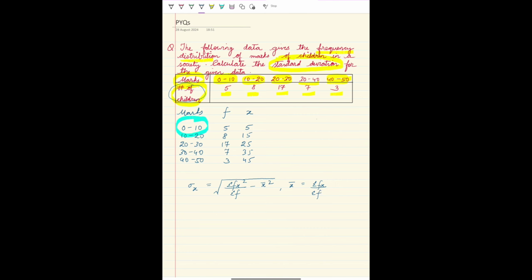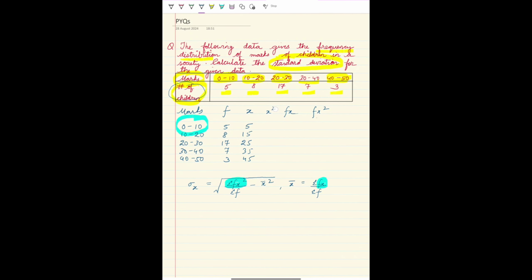So based on the requirement of our formula, we are going to add respective columns. Right now, under x bar, you see that we need an fx column. So we are going to add an fx column. Also here you can see that we need the sum of fx square. So we need to add a column for fx square. Now it would be easier if we also add a column for x square, which will give us fx square directly. So let us go ahead.